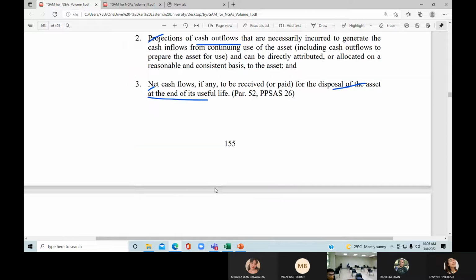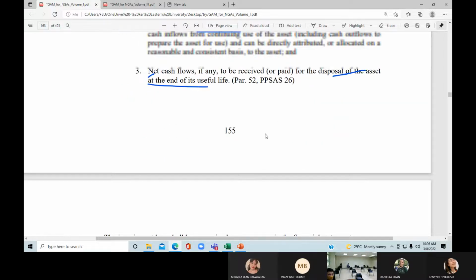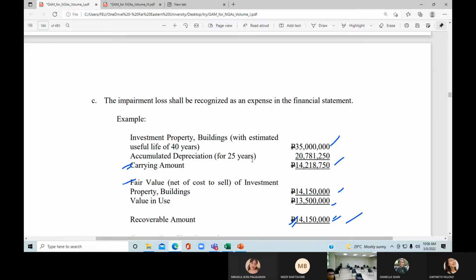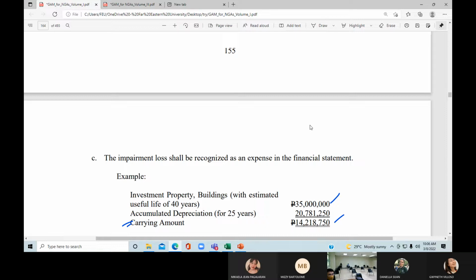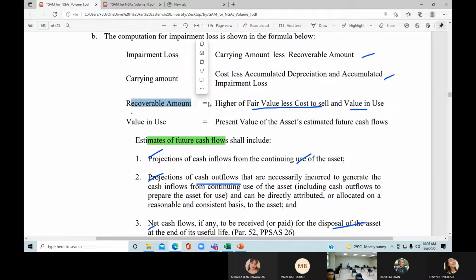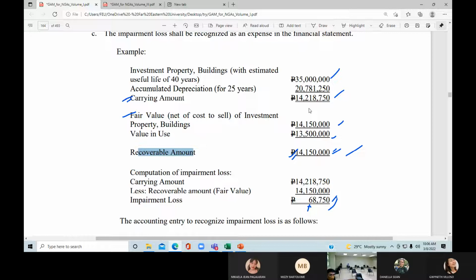Okay. Pero sa case natin sa baba, given naman yung value in use, 13,500,000. Yung fair value less cost to sell, given din, 14,150. So, ano yung mas malaki dyan? Yan yung recoverable amount mo. Kasi nga, higher of fair value less cost to sell and value in use. So, ano mas malaki? 14,150. Yan na ba yung recoverable amount? Yes. Compare mo yan ngayon dun sa carrying amount. Mas malaki ba yung carrying amount? Yes. Okay. So, merong impairment.